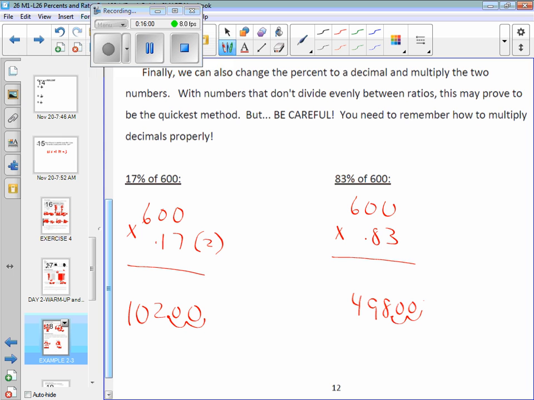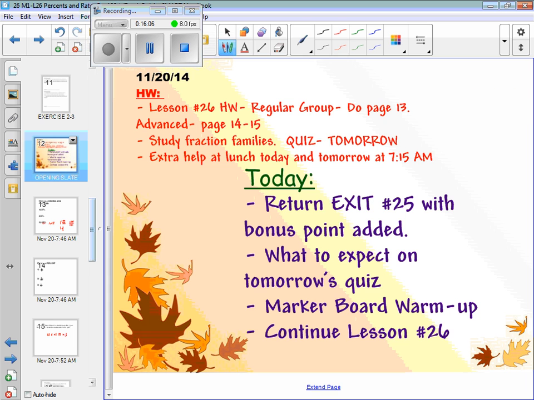All right, your homework tonight. Bridget, you need to see this, right? Homework tonight for the regular group is page 13. I think there are 6 problems on there. My advanced group does 14 to 15. The last part of page 15, I'm very curious to see if you can do it. It is really upper level thinking. I want to take a look at it tomorrow. I'm really curious to see what you come up with.